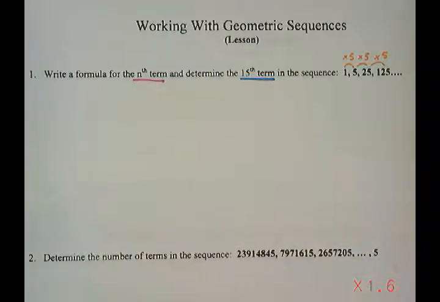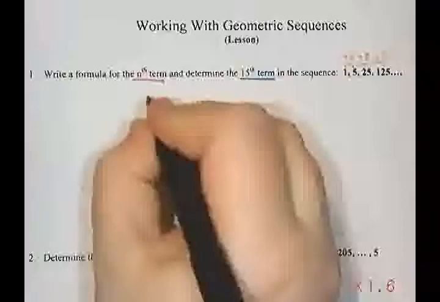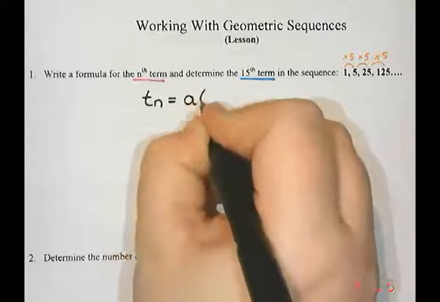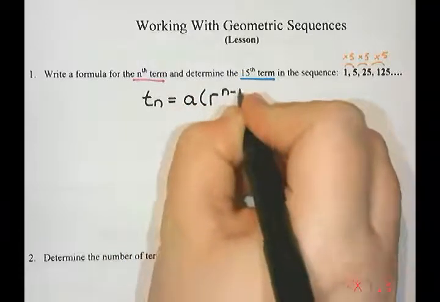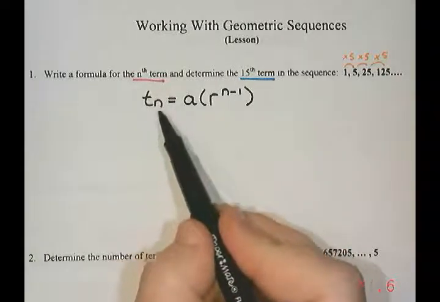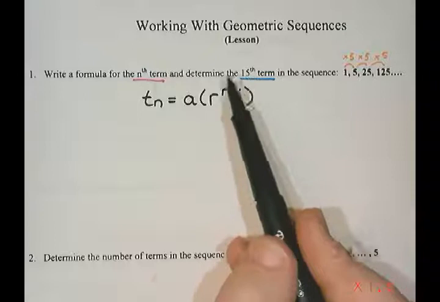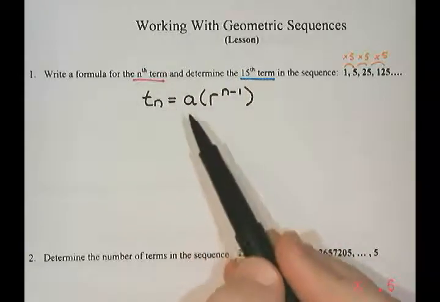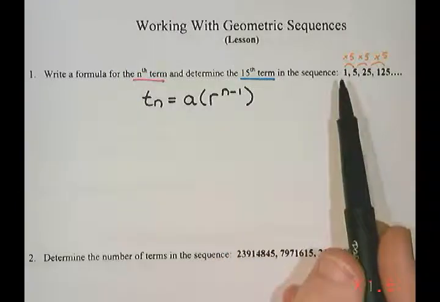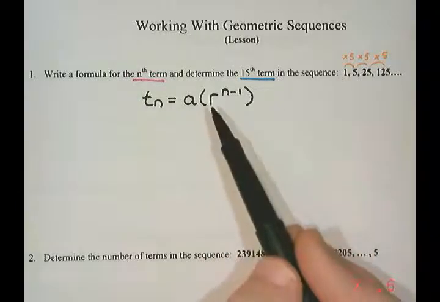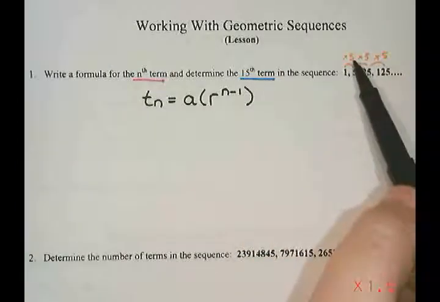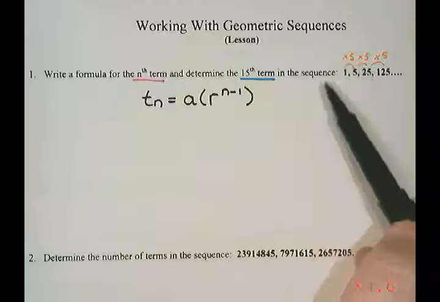I am going to start by writing down the formula, which we just learned, which is Tn equals A times r to the power of n take away 1. Tn is the term we're looking for. In this case, it would be the 15th term. For the formula, it's just going to be Tn. A represents your first term in the sequence, so in this case, that would be 1. R is your common ratio. That's what you're multiplying by every time. So in this case, we are multiplying by 5, so the ratio is 5.